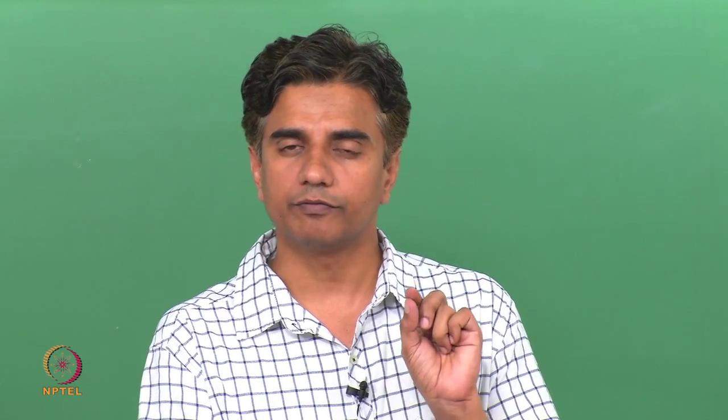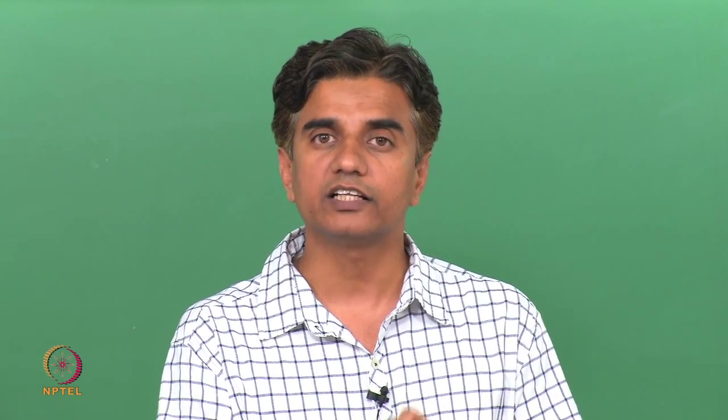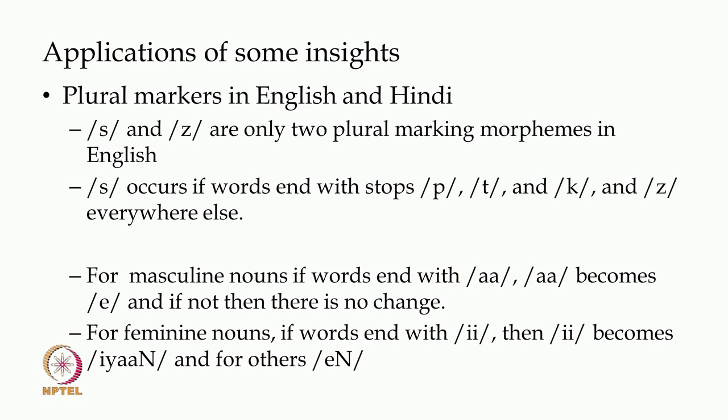When you look at the final sound of a word, please pay attention to that. If the word ends with three stop sounds pa, ta and ka, the plural marker in English sounds like s. Like books, the final consonant is a ka, the plural marker is going to sound like s, books. Cap, the final consonant of this word cap is pa, happens to be a stop, therefore the plural marker is going to sound like s, caps.